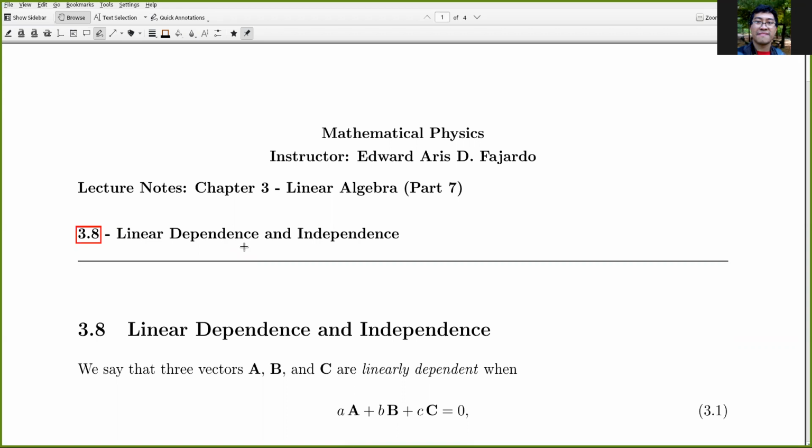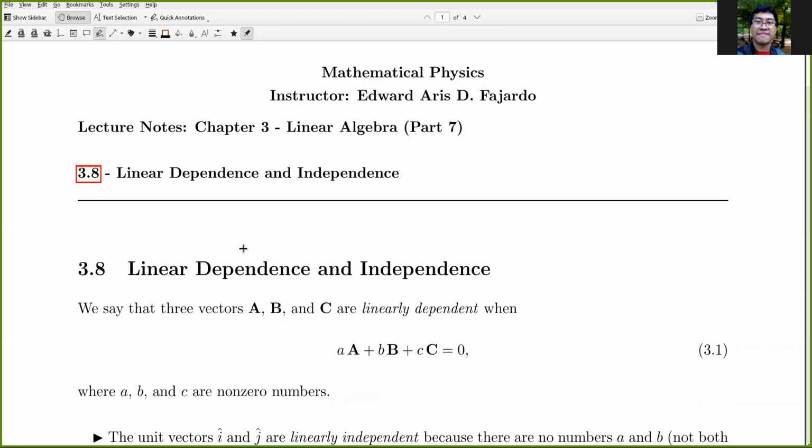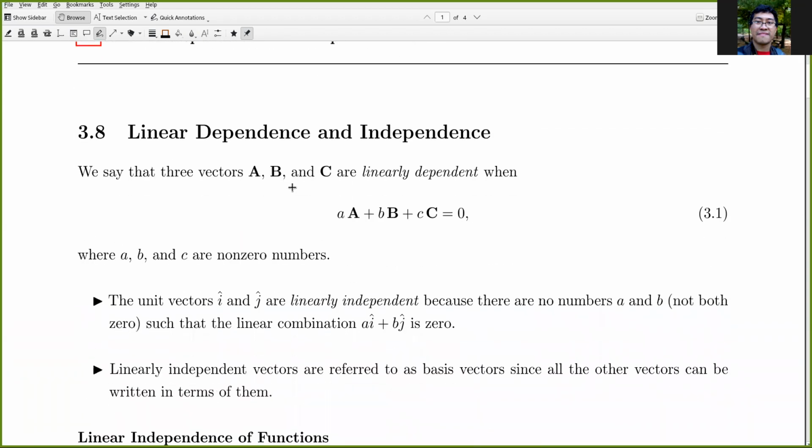Today, let us talk about linear dependence and independence. We say that three vectors A, B, and C are linearly dependent when a linear combination of them, let's say vector A times a number a, B times b, C times c equals 0, where a, b, and c are all non-zero numbers.